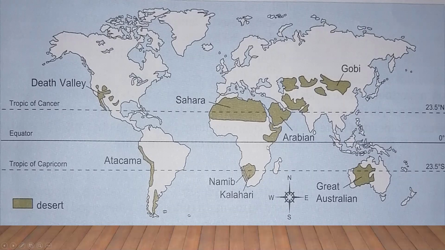As you can see, these are near the equator, so these are very hot deserts, because we know that on the equator the sun rays come directly, so the areas which are near the equator are hot all over the year.